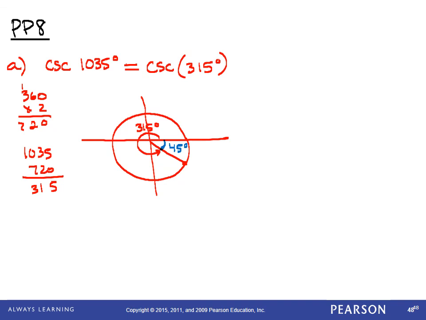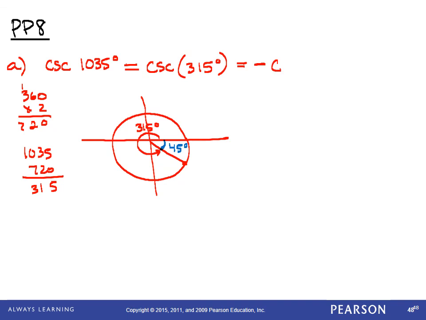Okay, how do we work this? Cosecant. Is cosecant positive or negative in quadrant 4? It's negative, because the cosecant is the reciprocal of sine, right? And sine is positive in quadrants 2 and 1. Therefore, cosecant has to be negative in quadrant 4. So this is what we're going to do.